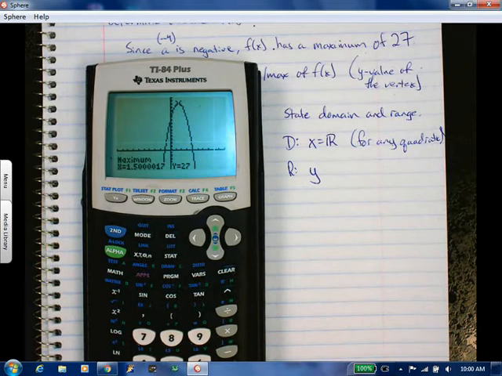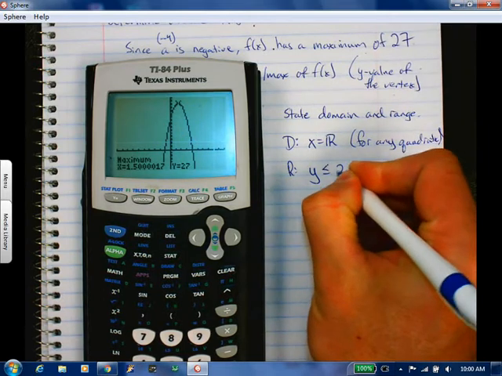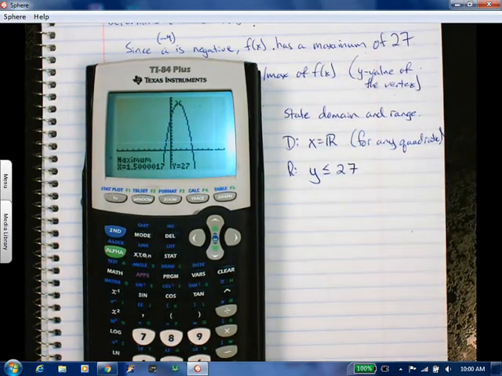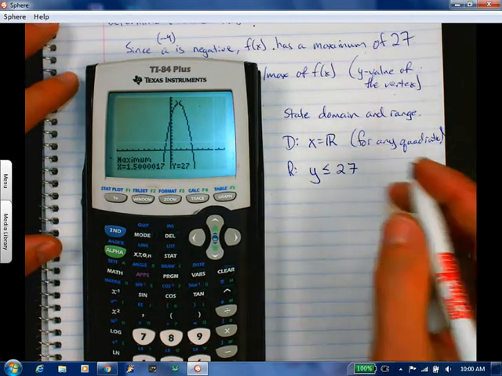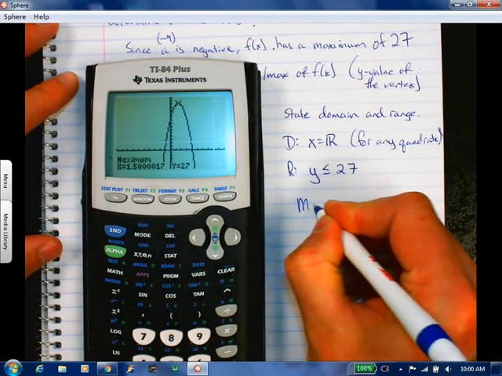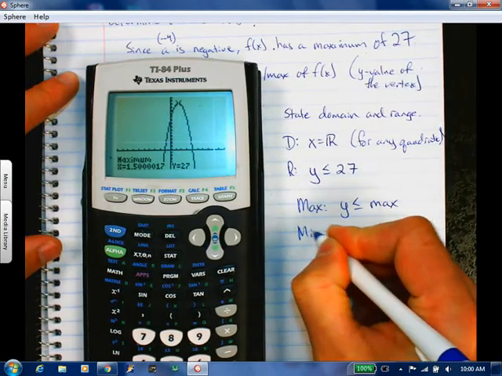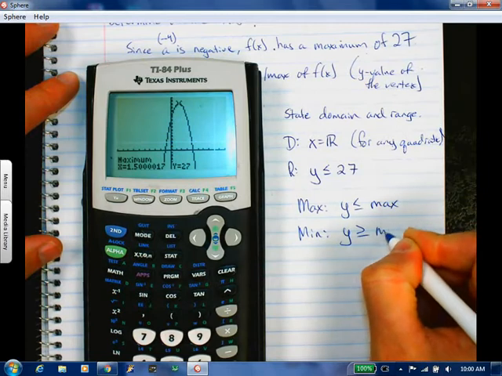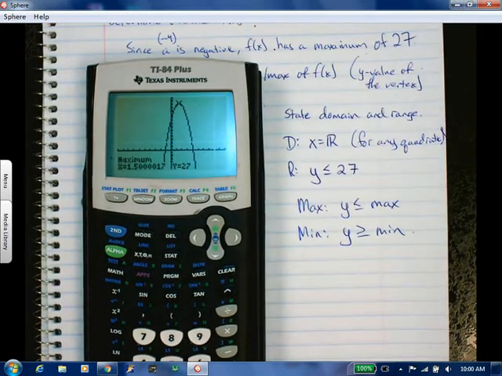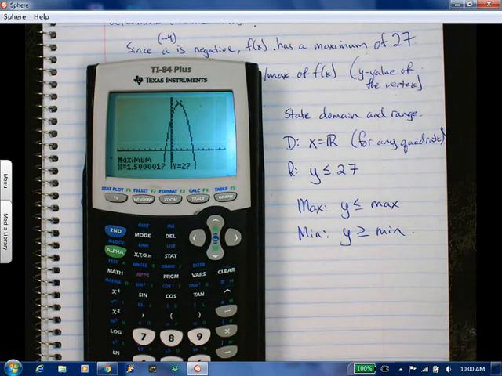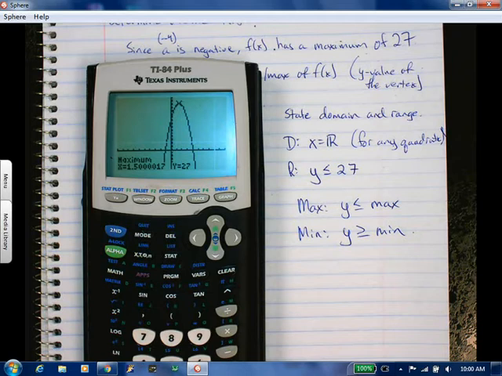Almost. We have a maximum, and we're going down from that maximum. So y is less than or equal to 27. So if you have a maximum, you're going to use y is less than or equal to the max. If you have a minimum, you're going to use y is greater than or equal to the minimum. So that's kind of your cheat sheet for your range. So you just kind of say, oh, I have a minimum, so your range is y is greater than or equal to whatever that minimum is.